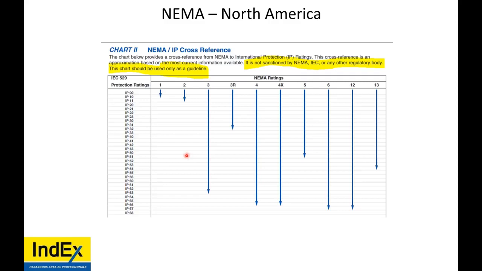You'll see in the next slide why, but this chart is not sanctioned by NEMA or IEC, it is only a guideline. NEMA 4X, they say IP66. This is not always the case. Different testing, different temperatures, different pressures.